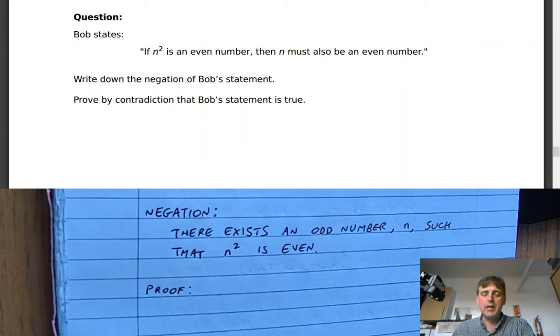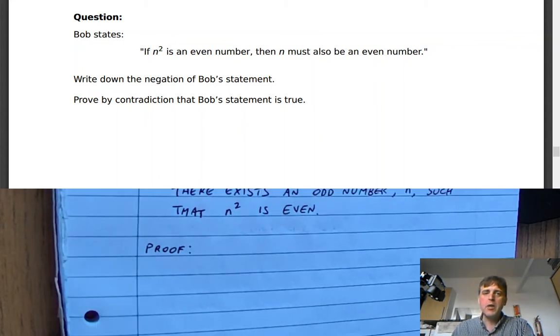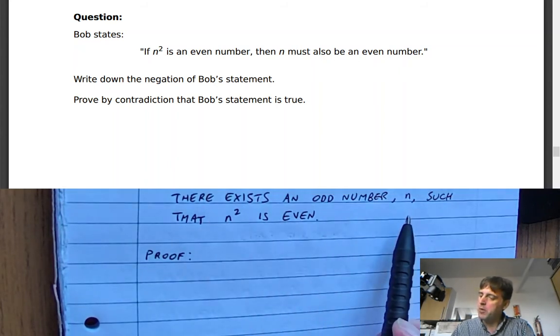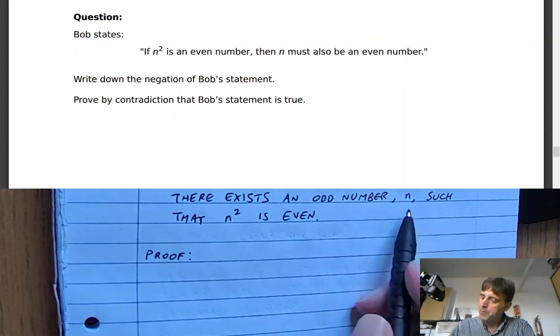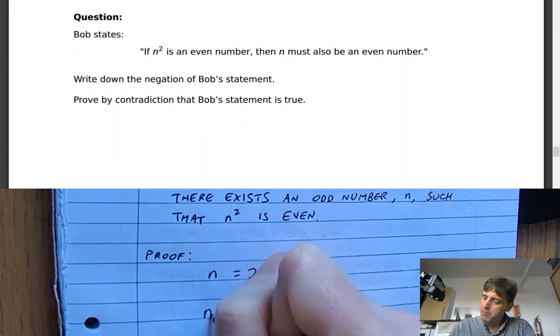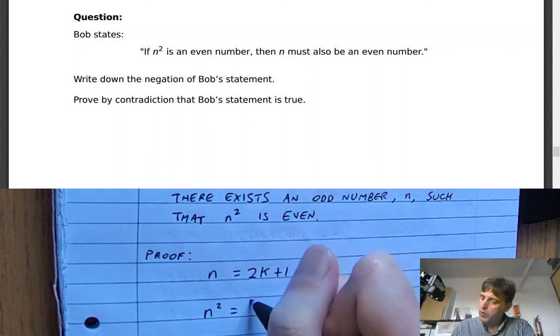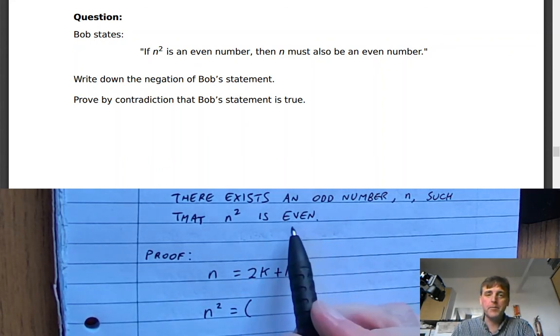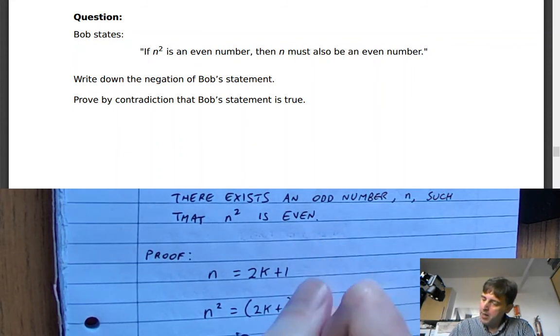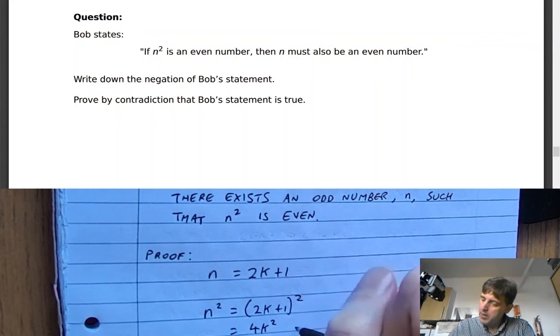Now let's see if we can come up with the proof. Because we're assuming this is true, we're going to assume that statement there is true, we can look at that number n. Because it's an odd number, we can write it as 2k plus 1, where k is an integer, and then we can consider what happens when we square that. We need to get an even number as our answer. So let's see what happens. Let's take that number and square it. We end up with 4k squared plus 4k plus 1.